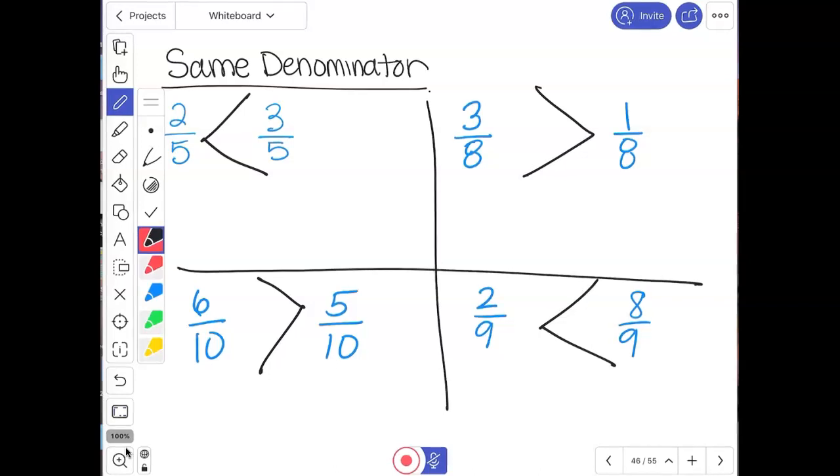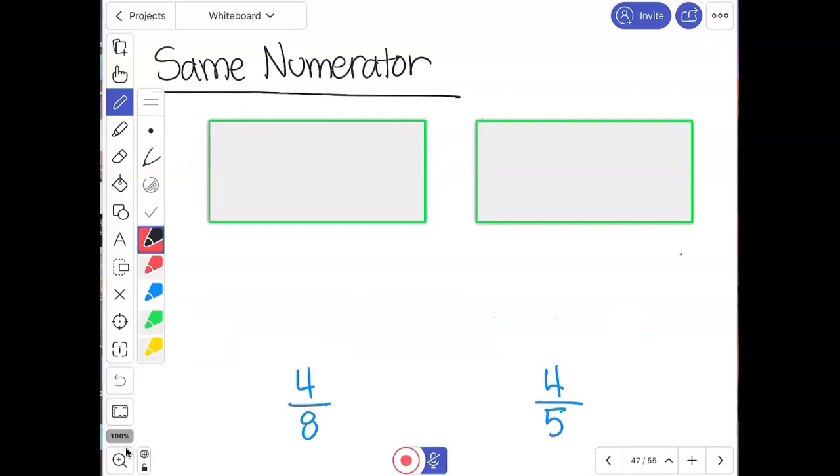So far we've used visual models, and we've looked when we have the same denominator. Sometimes we don't have the same denominator. Sometimes we have the same numerator. And this one can get tricky from time to time. So we're going to rely on what we know already about visual models to help us. So I'm going to start by drawing or representing 4/8 in my first rectangle. So you need to pause and draw 2 rectangles.